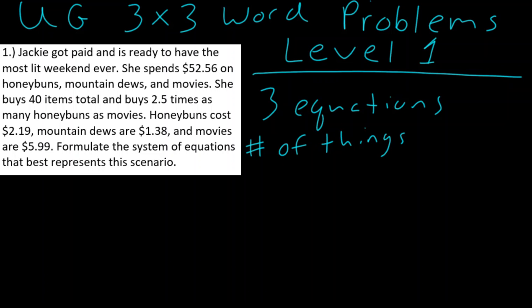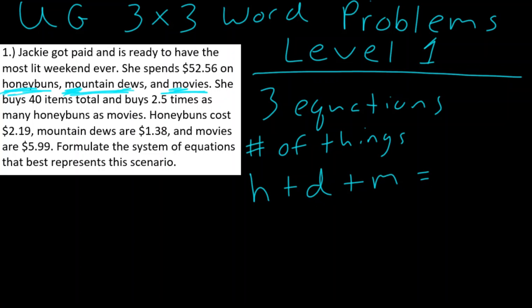Well, Jackie got paid and is ready to have the most lit weekend ever. She spends $52.56 on honey buns, Mountain Dews, and movies. Alright, and how do we want to represent these? Well, with honey buns, it begins with the letter H. So let's go ahead and do the letter H plus Mountain Dews. Well, mountain starts with an M, but so does movie. So I'm going to use the letter D for Mountain Dews plus M for movies.